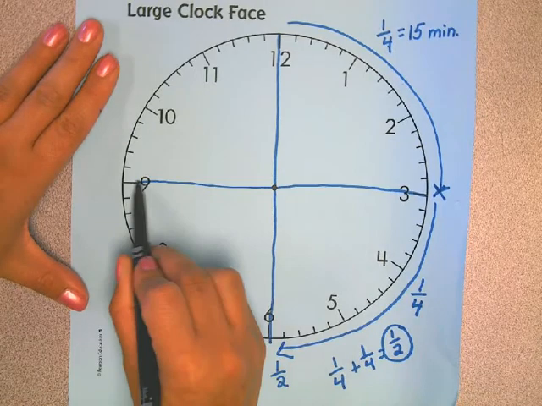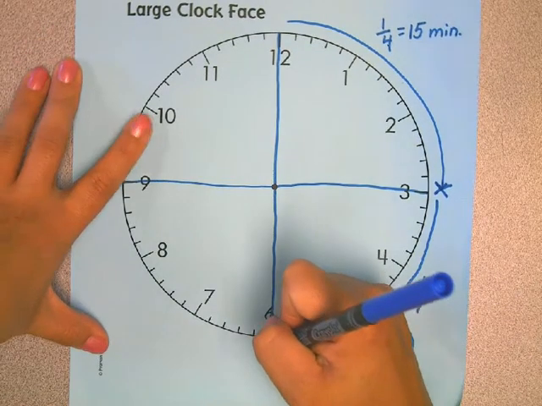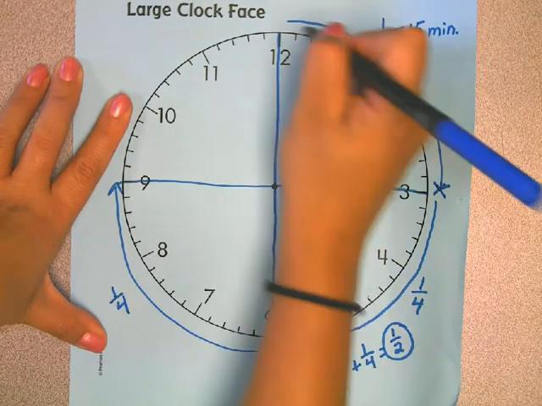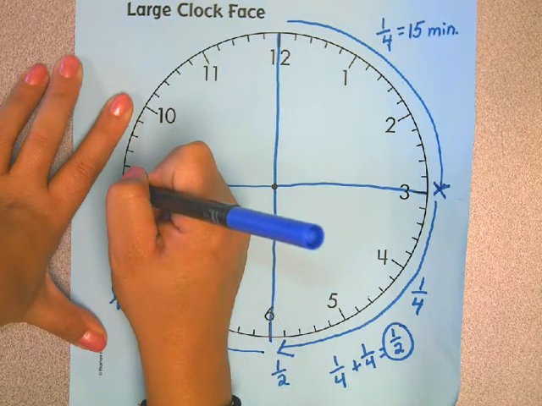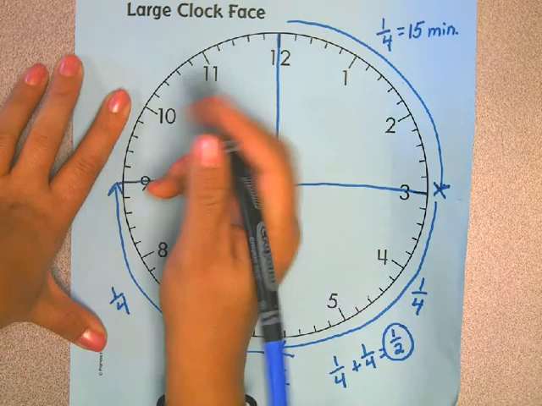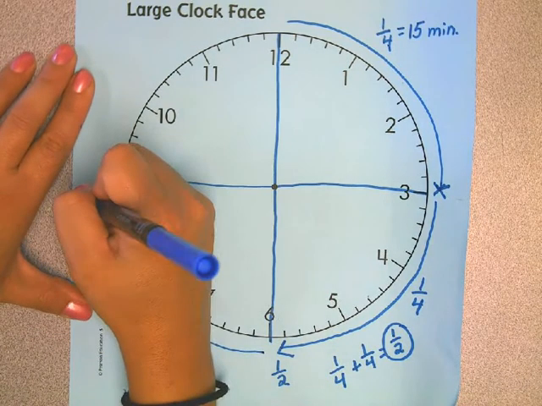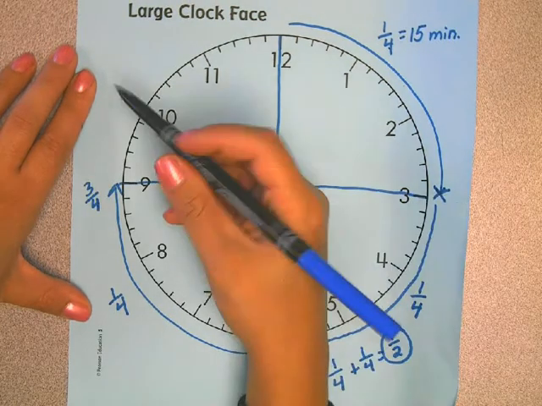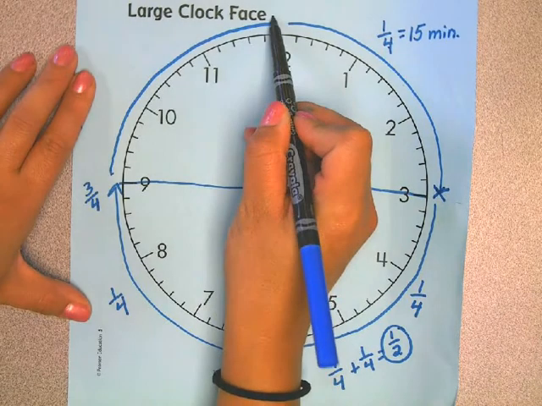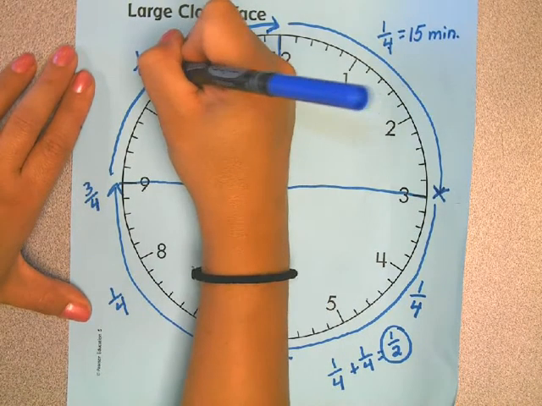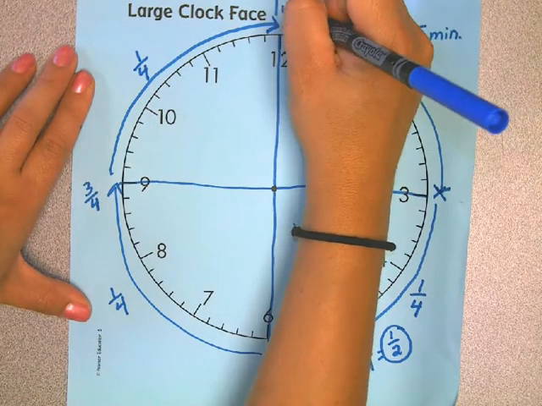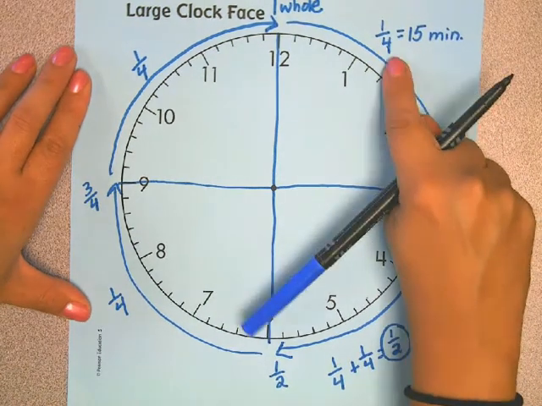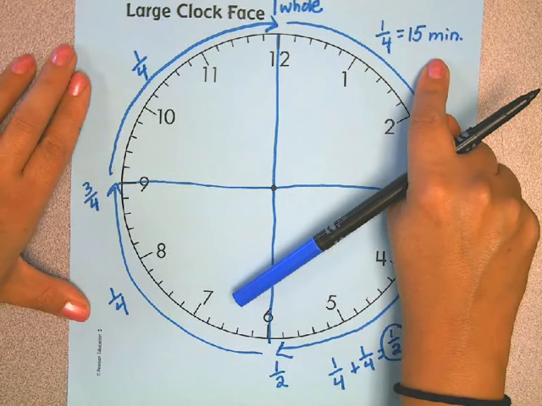So if I add another 4th, I'm going to draw my arrow, and I know that's another 4th. Now what fraction of the circle have I traveled? Laura. 3/4. So I know 1/4 plus 1/4 plus 1/4 is 3/4. If I add another 4th, how far have I traveled? Alex? 1 whole. So we've done 4ths on here. We know 1/4 is 15 minutes, right?